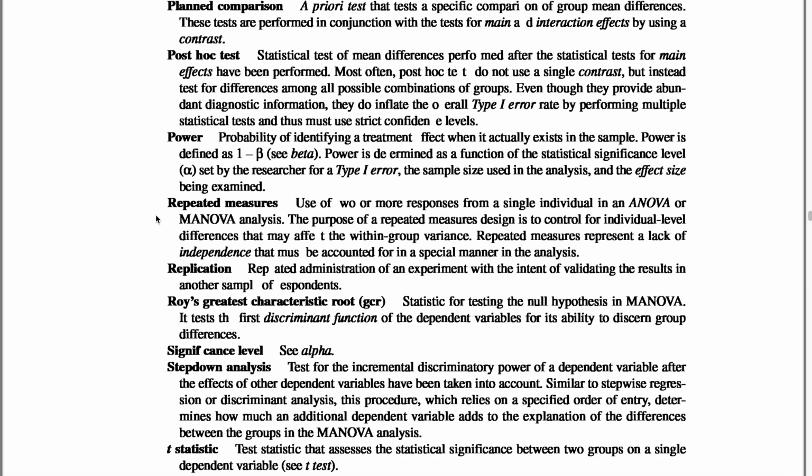Repeated measures: use of two or more responses from a single individual in ANOVA or MANOVA analysis. The purpose of repeated measures design is to control for individual-level differences that may affect the within-group variance. Repeated measures represent a lack of independence that must be accounted for in a special manner in the analysis.